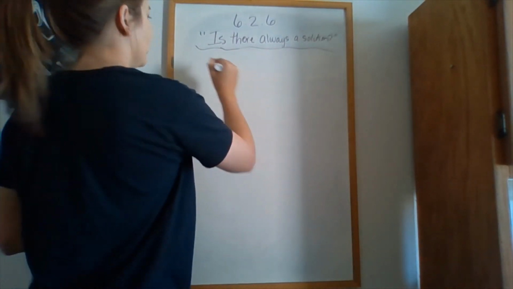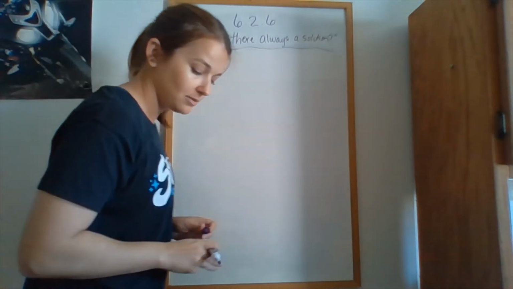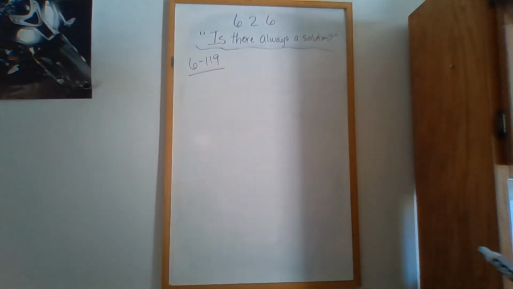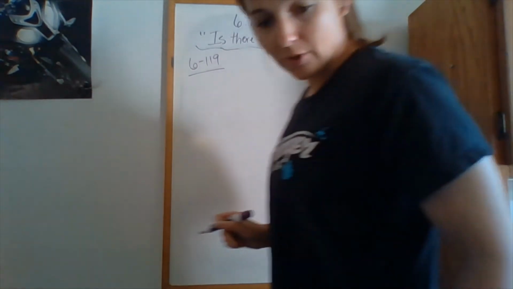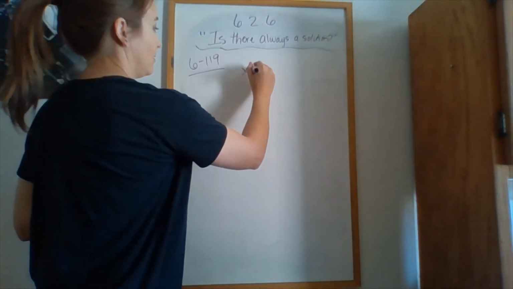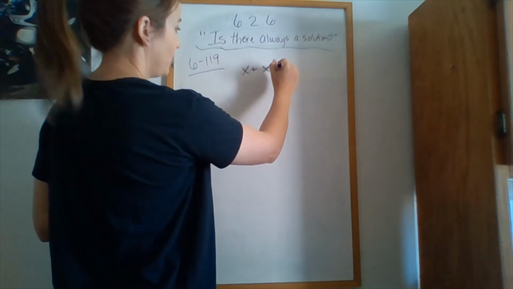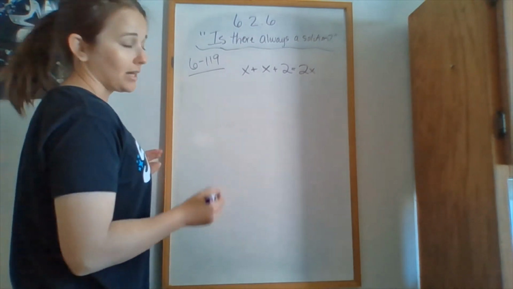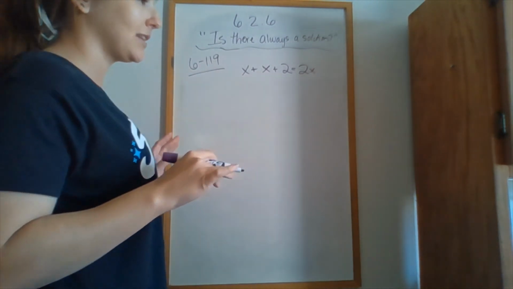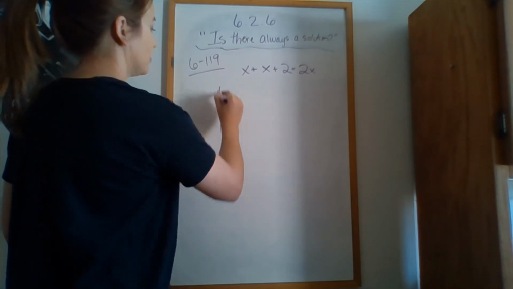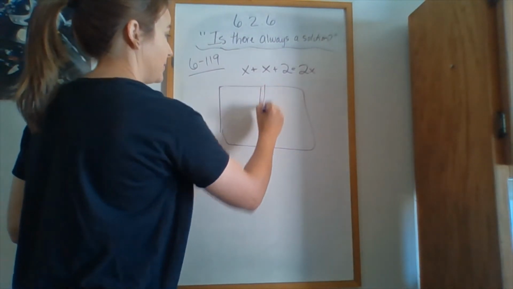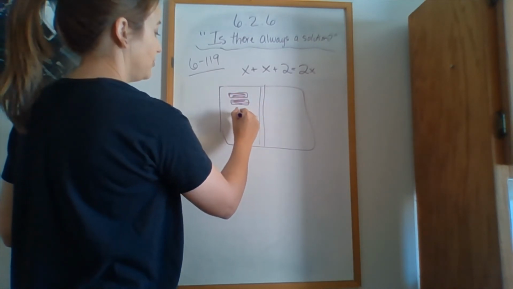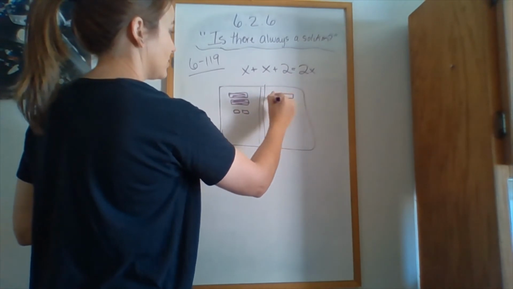And the last question, 6-119, gives us another equation. And the equation is x plus 2 equals 2x. Equation map first. We're doing the same procedure as the last problem. So let's quickly draw it. x plus x, positives, plus 2, and 2x.